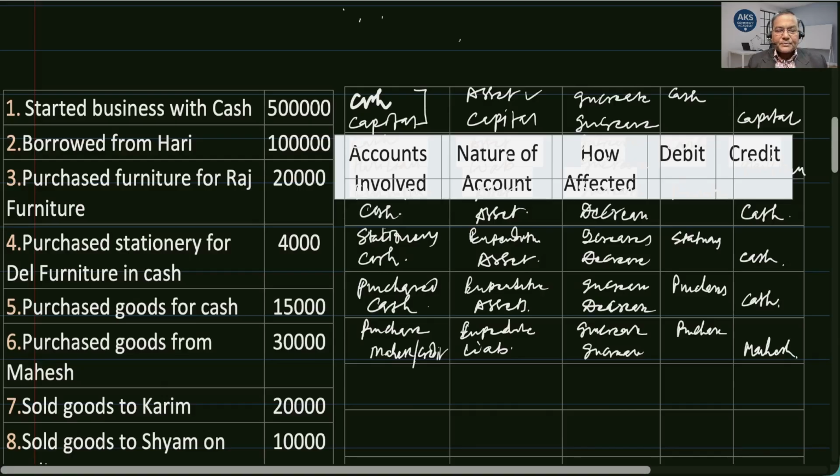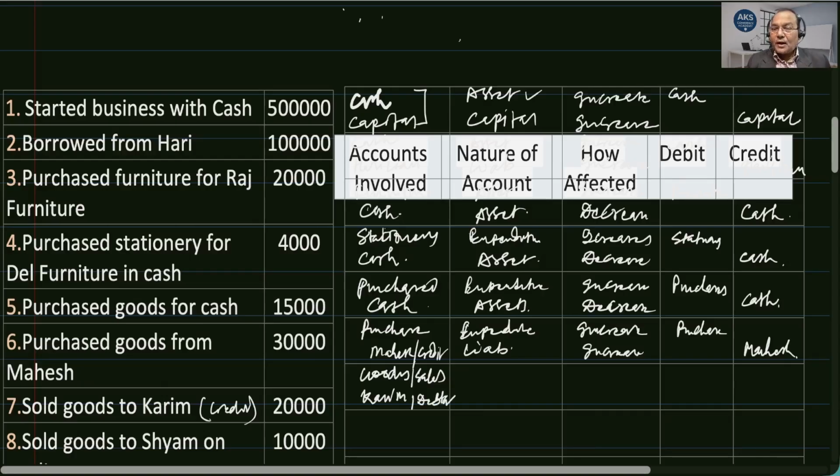Now we'll take up the next one. Sold goods to Karim for 20,000. Amount in all the scenarios is going to be the same. So sold goods to Karim. Which are the two accounts which get involved? So one is goods, and second one is Karim. It is on credit, since only name is given, so it is going to be on credit. So goods are going out of the business, which we denote by the term sale, and this is debtor because we are selling it on credit.